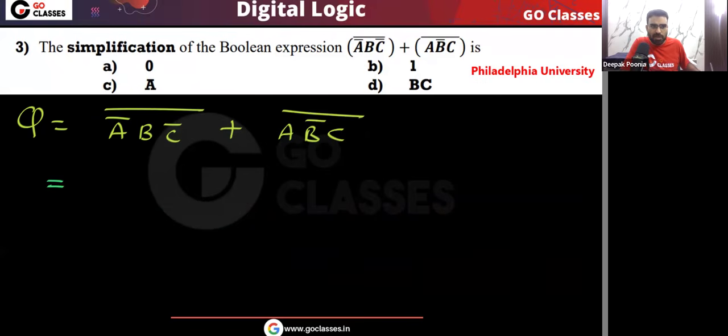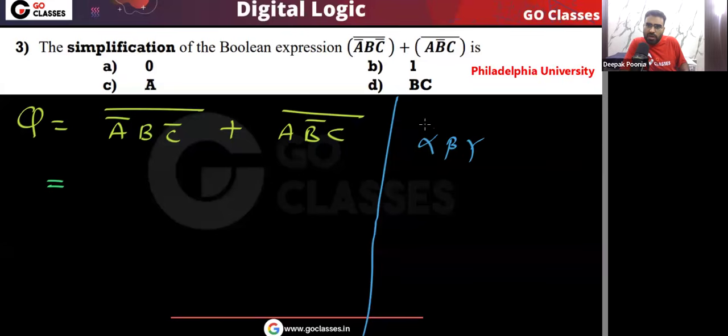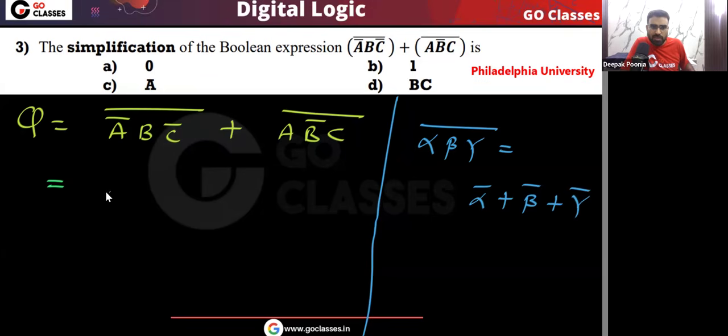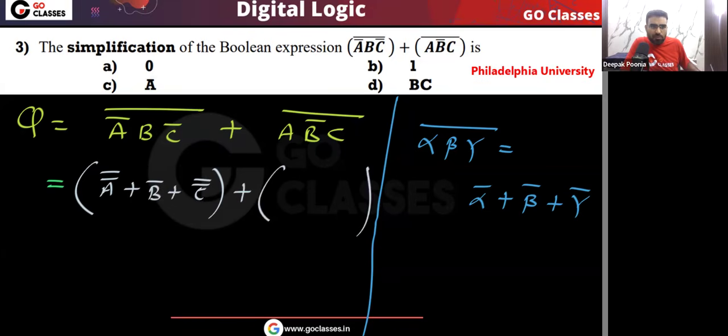So here you can apply the De Morgan law. We already know the De Morgan law, that alpha beta gamma negation will be equal to alpha negation or beta negation or gamma negation. So if you apply the De Morgan law here, then you will basically get A double negation or B negation or C double negation. Correct? Okay.